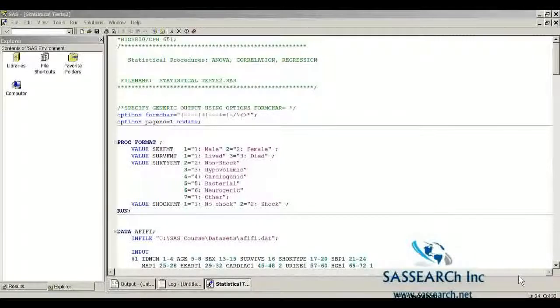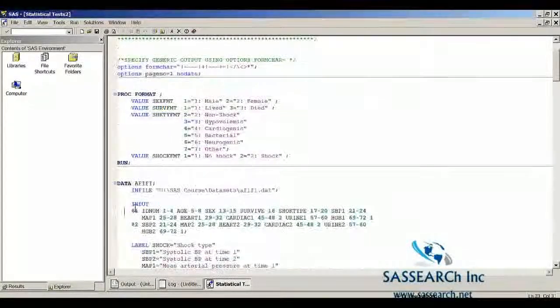The raw data for this study are contained in the file afifi.dat, and there are 2 lines of data for each person in the study. So you see here in our input statement, we have a number 1 and a number 2 indicating that there are 2 lines of data for each observation that's read in.